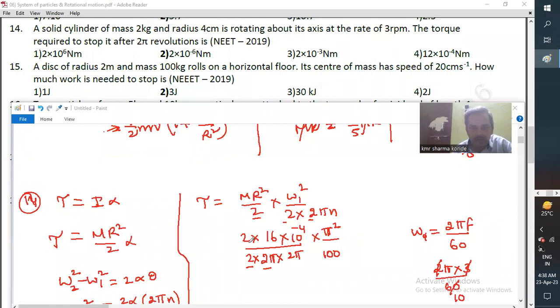Here m is 2 only, fine. So this is going to be 1600 into 10 to the power of minus 4. So omega square is pi square by 100. There is the first 2 here and one more 2 here. Therefore 2 pi n, so this is 2 pi, and n is mentioned in the question, 2 pi revolution. So 2 gets cancelled. This is 4 by 8. Then this is going to be 2. So pi square gets cancelled here. Therefore you get 2 into 10 to the power of minus 6 Newton meter. Torque is measured in Newton meter. So the second option is correct.